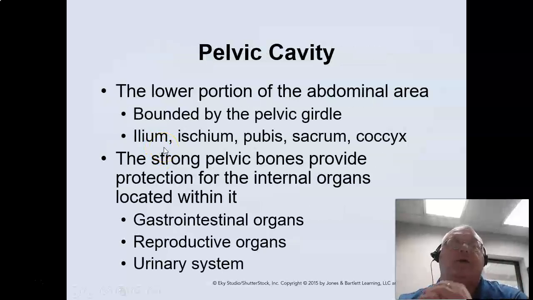Your pelvic cavity, usually it's bound by the pelvic girdle, in which are the three bones, the ilium, the ischium, the pubis symphysis. The sacrum and the coccyx is where the spine joins in with that. And it usually provides protection for some of the gastrointestinal organs, the reproductive organs, and of course the urinary system.